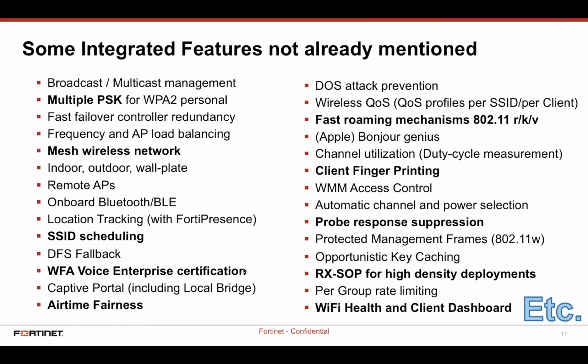And some of the integrated features, I'm not going to go line by line, but you can quickly have a look at them. These are the features most commonly looked for in any enterprise-grade controller in the market today. We do support multi-pre-shared key. We do support fast failover for controller redundancy. For deployment modes, we offer tunnel, bridge, and mesh mode deployments. We do have remote access points. We also support client fingerprinting to know the type of OS running on the endpoint device connected behind the wireless. So a lot of enterprise-grade features you can find on the integrated platform itself.